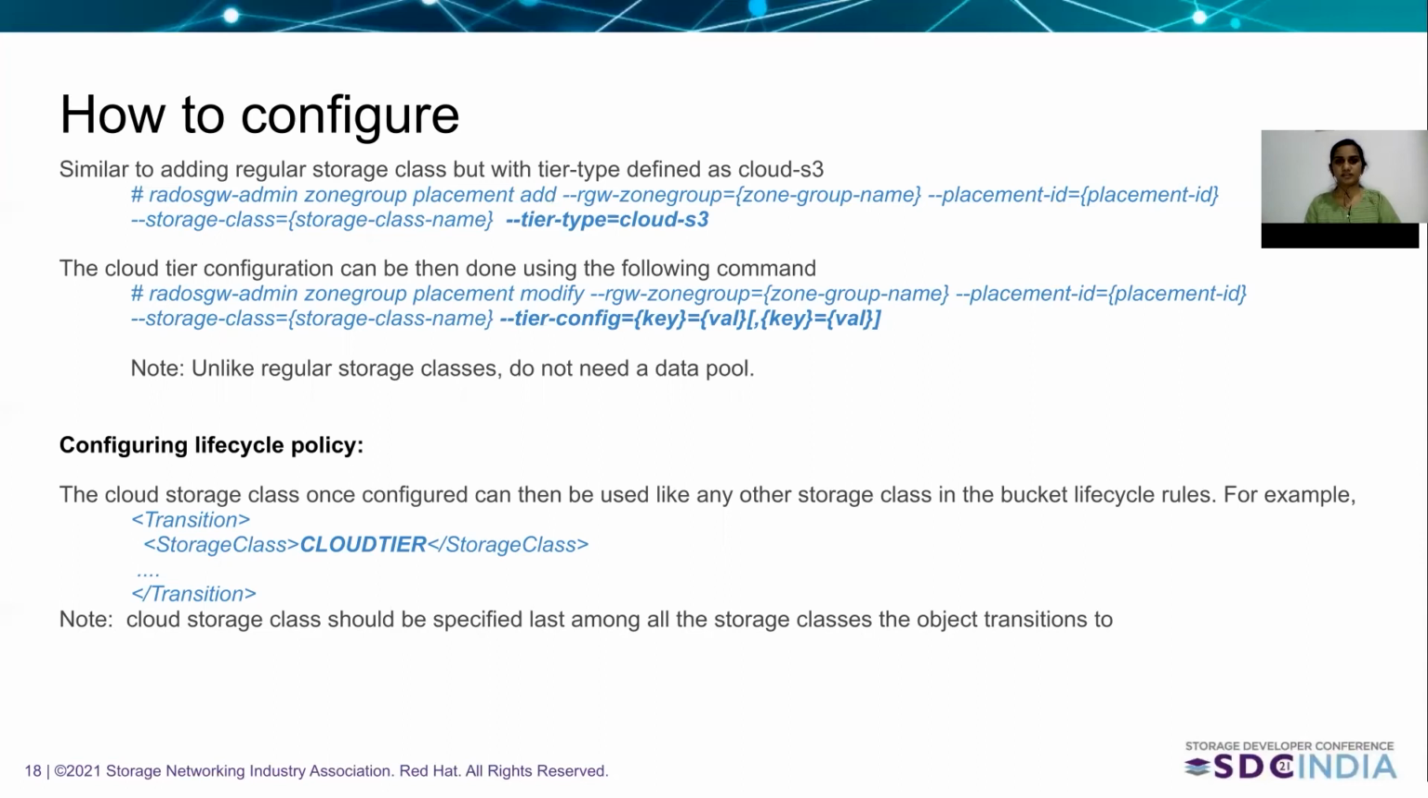Once this storage class is created, for example, here cloud tier, it can be used like any other regular storage class in the S3 transition rules. Another thing to note is that this cloud storage class should be specified last among all the storage classes the object transitions to. The reason is that it's unidirectional right now: once the object is migrated to the public cloud, it cannot be read back by the Ceph RGW server and moved to another storage class. So that's why it needs to be specified last among all the storage classes the object transitions to.